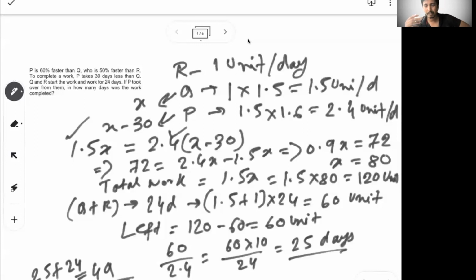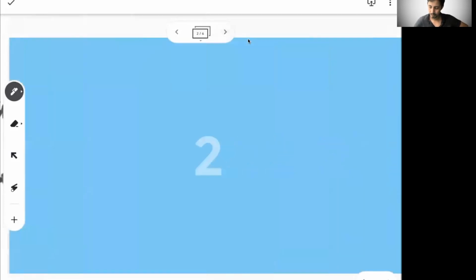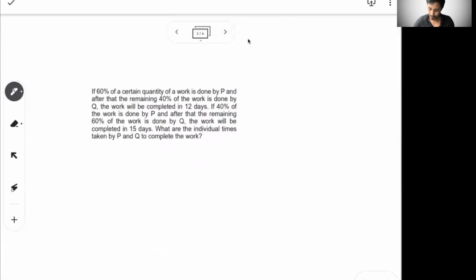So basically we are assuming the individual units based on the capacity efficiency given. The condition that is given to us, the crux of this problem, is that P takes 30 days less than Q. From there, you try to assume the total amount of work and the total number of days they will take. Once I get the total work, I know the individual capacity, and from there I will be able to get the value. So that's how we do it. Hope it's clear. Let's move to the next one and see what is being said.